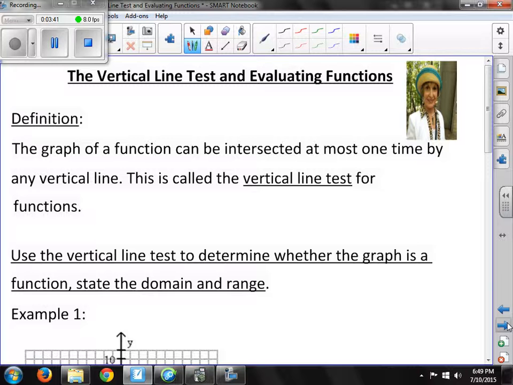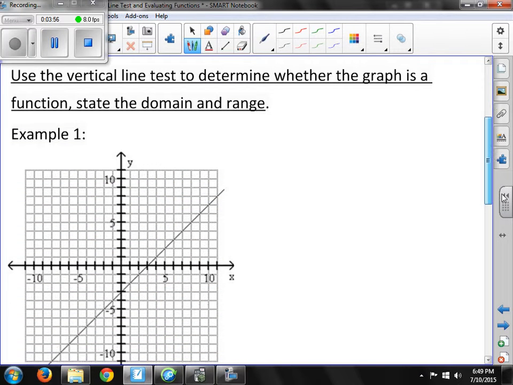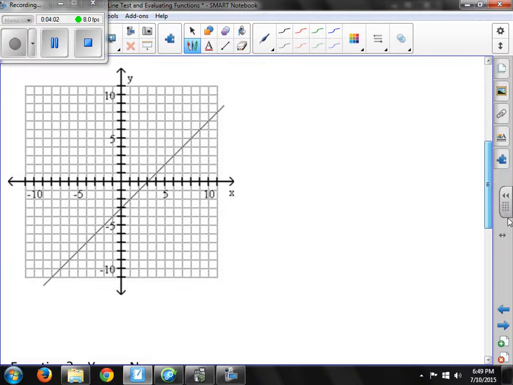The vertical line test in evaluating functions, starting with the definition. The graph of a function can be intersected at most one time by a vertical line. This is called the vertical line test for functions. It's very easy to work with. We use the vertical line test to determine whether the graph is a function and then state the domain and range. So what we're doing is we're drawing a vertical line.